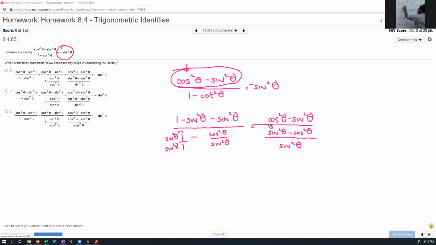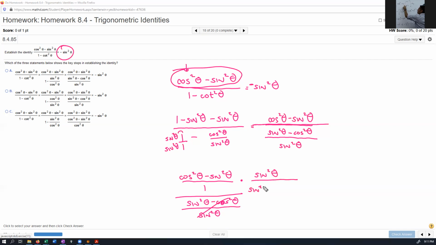This is like a big division bar right here. So I can look at this as being cosine squared theta minus sine squared theta, that's the top fraction over 1. But then over the other one, sine squared theta minus cosine squared theta over sine squared theta. And then because I've got this big fraction, I can multiply by the reciprocal of this. So sine squared theta on top. Now on the bottom, sine squared theta minus cosine squared theta.